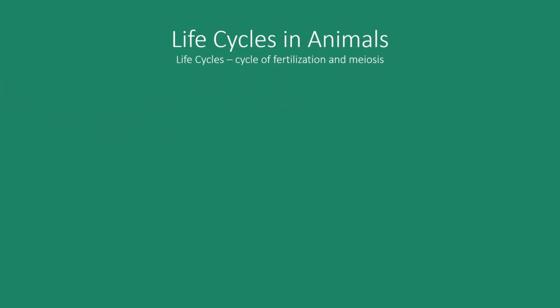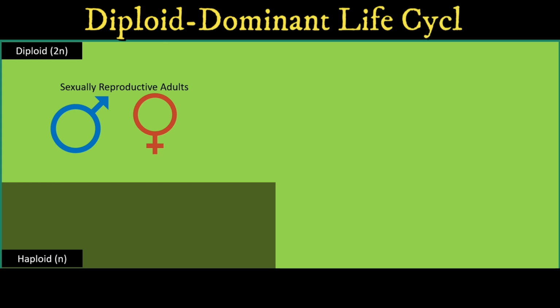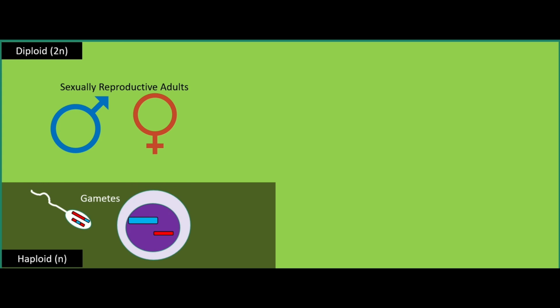In sexually reproducing organisms, which include most eukaryotic organisms, there is a cycle of fertilization and meiosis called a life cycle. Here I will discuss the differences between animal, fungi, and plant life cycles. In the vast majority of animals, they have a diploid dominant life cycle. This means that the organism and its cells are mostly diploid. The only exception are the gametes, which are haploid.